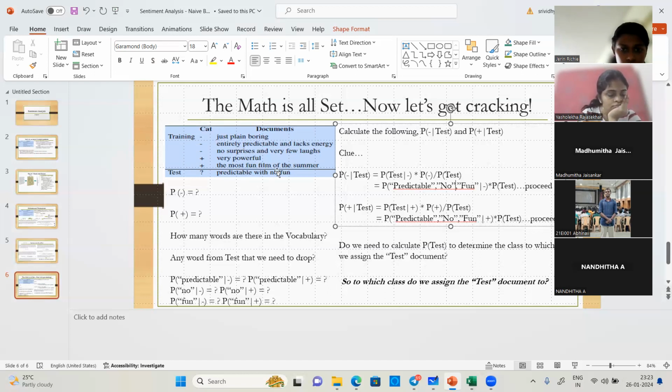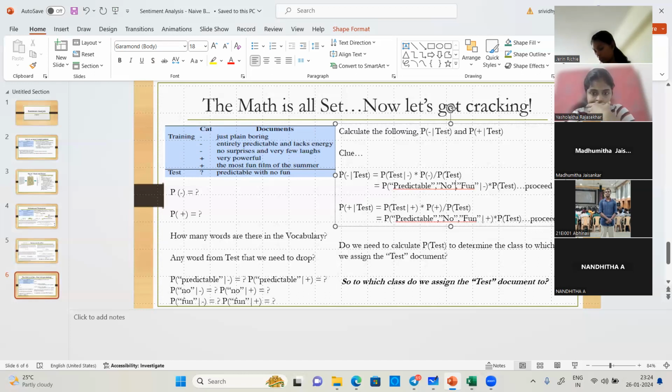20, right? So yes. Just plain boring, entirely predictable and lacks energy. No surprises and doesn't come again. Very few laughs. Doesn't come again. So we skip it. Powerful. Then we have the most fun film of. We skip the again because we've already included the summer. So that's 20. Okay. So the number of words in the vocabulary is 20.